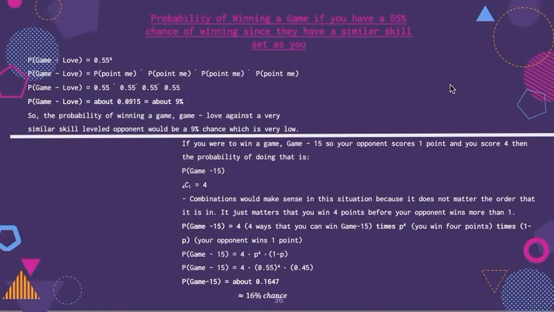If you're winning a game 15, your opponent scores 1 point and you score 4. So it's 4 choose 1. Combinations make sense in this situation because it doesn't matter the order. It just matters that you win 4 points before your opponent wins more than 1.